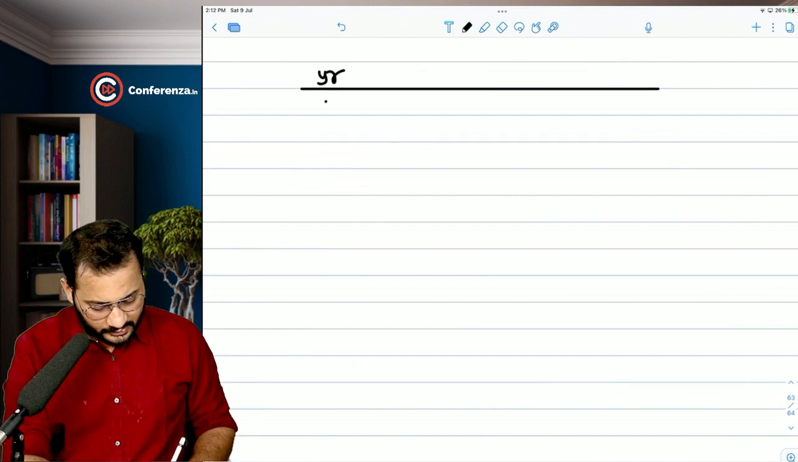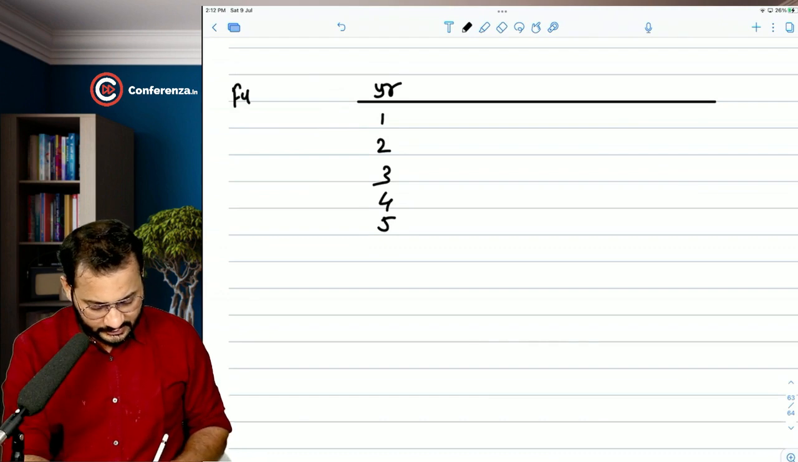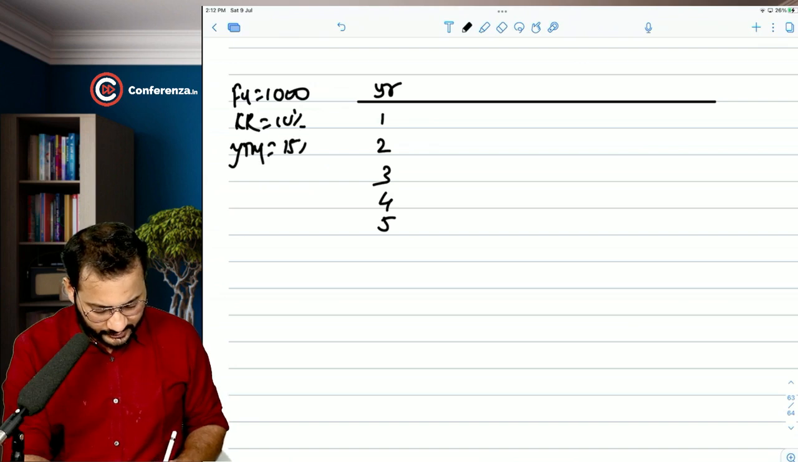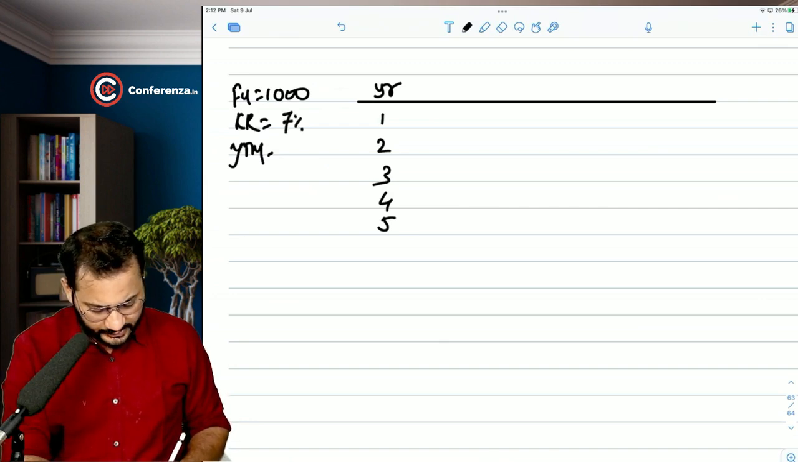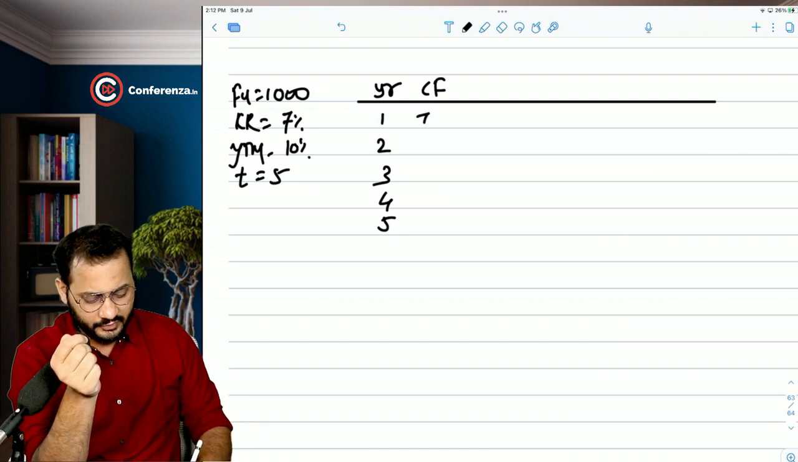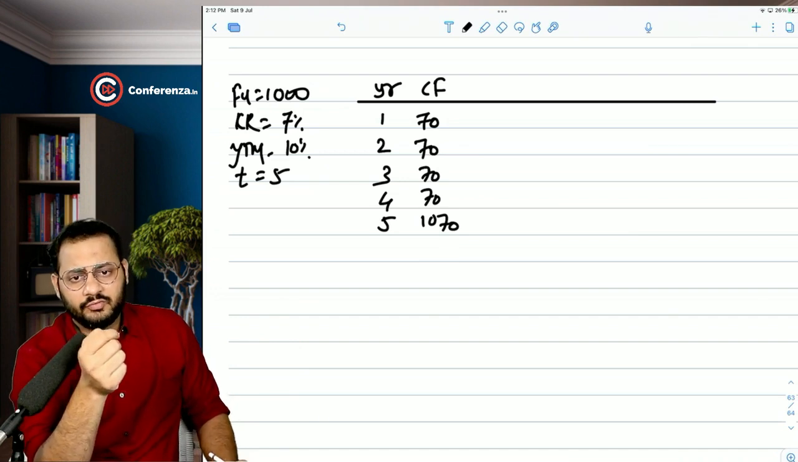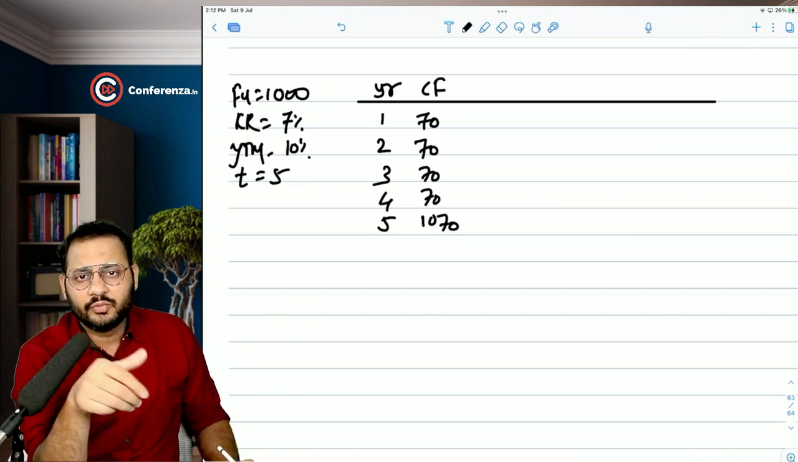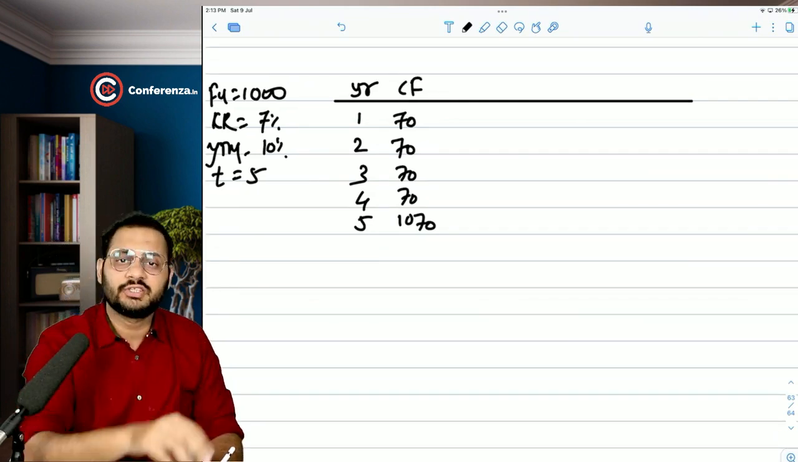Let's say there is a bond with 5 years, 1000 face value, coupon rate 10%, and let's say YTM is 15%. Or instead, let's make it simple: 7% coupon rate and YTM is 10%, time 5 years. 1, 2, 3, 4, 5. Let's write down the cash flows here. In the first year you will get 70 rupees, then 70, 70, 70 and 1070. For all the 5 years you are going to get the interest, and in the 5th year you are going to get the redemption value, that is the face value back. These are the cash inflows to you after you invest in this particular bond.